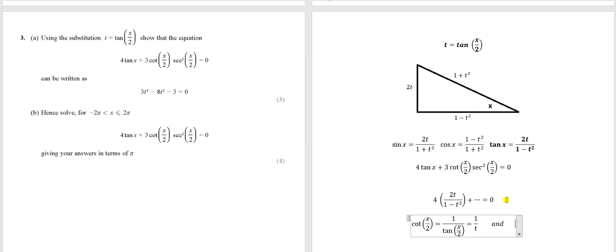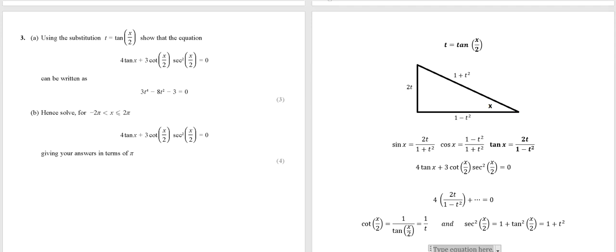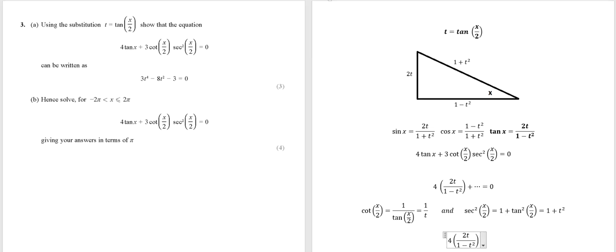We can also get for ourselves something involving sec squared. We need to remember that sec squared is equal to 1 plus tan squared. And that's true regardless of what the angle is we're dealing with. And in this case, that means 1 plus t squared. So we can turn our equation into 4 lots of 2t over 1 minus t squared plus 3 lots of 1 over t times 1 plus t squared.